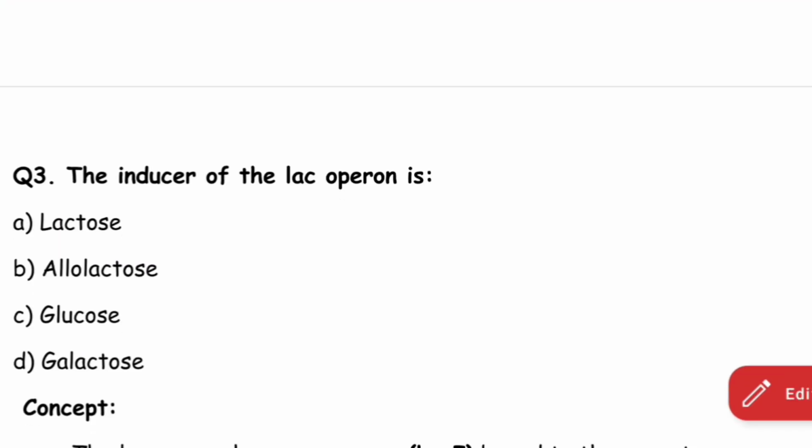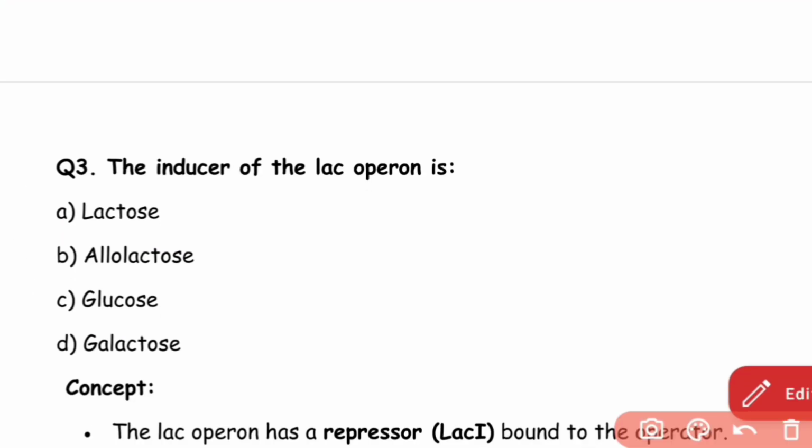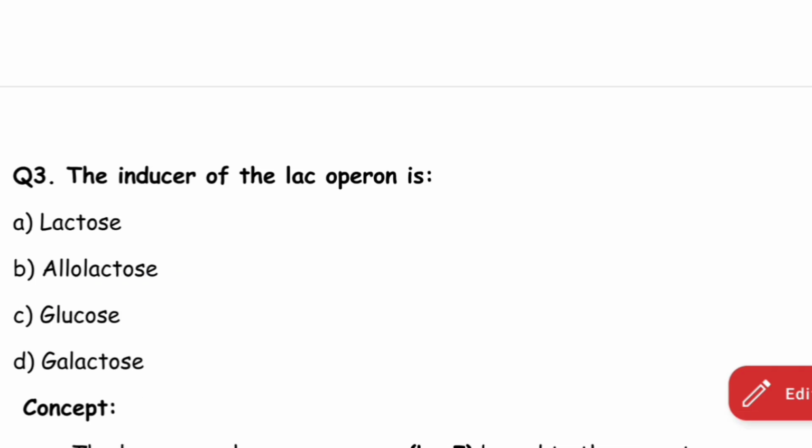The inducer of the lac operon is: A. Lactose, B. Allolactose, C. Glucose, and D. Galactose. Now, students get confused between lactose and allolactose, but the correct answer here is allolactose. What is the difference between lactose and allolactose? Allolactose is an isomer of lactose.